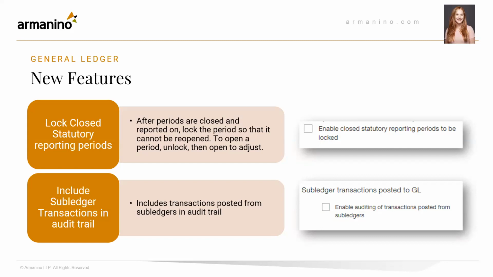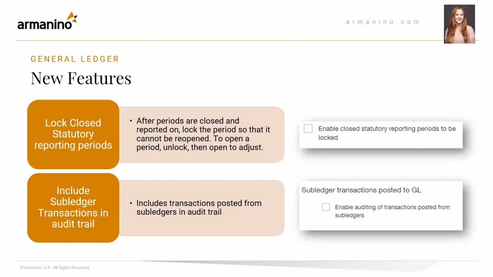Also, with General Ledger, you can make the choice to include subledger transactions in your audit trail. This would be if your accounts payable is posting to the subledger. It's not necessarily an individual user, so it's not getting caught in your audit trail because it's kind of happening behind the scenes. And so what this is doing is, if you enable this function, it will capture all of those transactions that are being posted by the subledgers as well, and include those in your audit trail. And both of these items are under the General Ledger configuration screen.